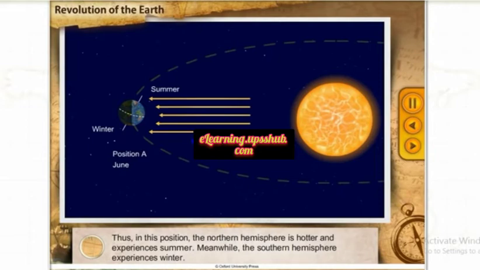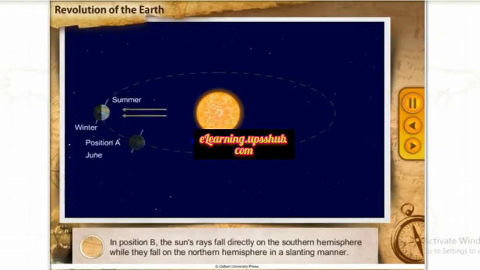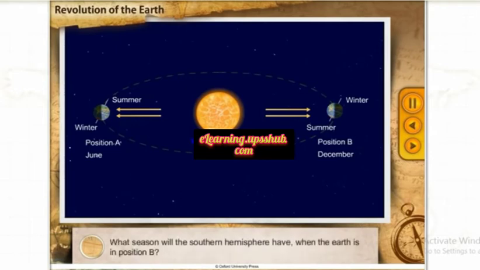During June, you can see it's in summer, but when it moves around throughout the months, let's take that to be position A, and when it gets to position B, I want you to pay attention and see that the part away from the sun, that's the northern hemisphere in position B, is experiencing winter, while the southern hemisphere in position B is experiencing summer. And position B is December.